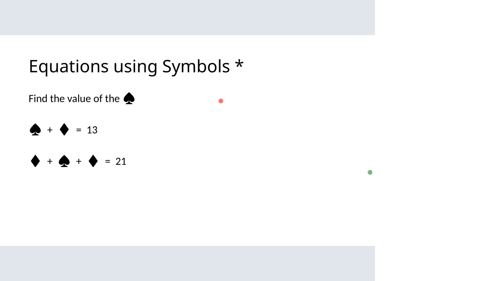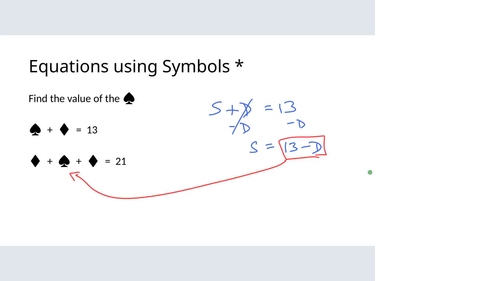So if I were to peel that off and do spade plus diamond is 13, if I want to get one of those by itself, same way I did with Josh and Rachel, what I can do then is say, well, if I subtract D from both sides, those cancel, and I see that spade is 13 minus diamond. And now that I know spade is 13 minus diamond, I can take 13 minus diamond and drop it right in here for that spade. And that's what we'll do. So we're substituting, same thing we did with pigs and chickens, same thing we did with Josh and Rachel.